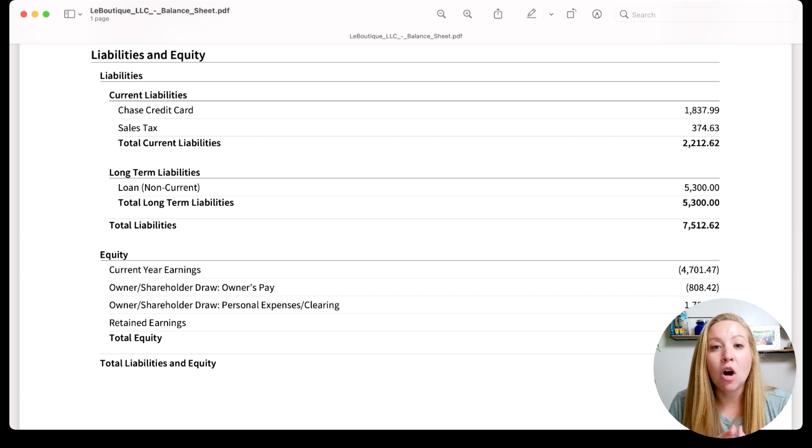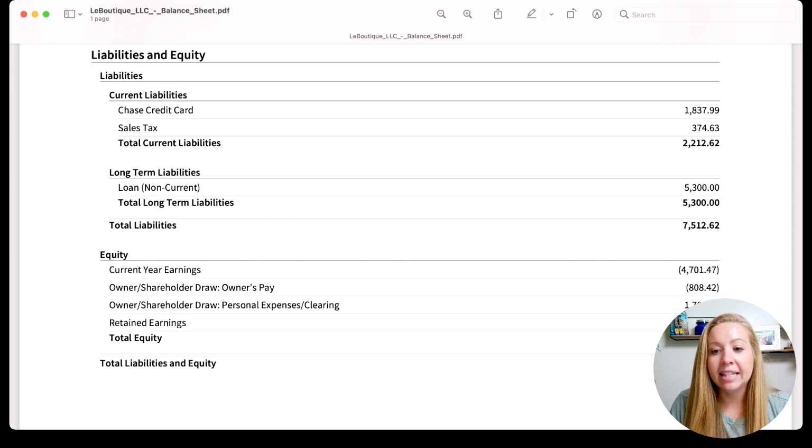So equity should always equal the difference between total assets and total liabilities. And that's why it's called a balance sheet, because equity balances it all. Equity can also be viewed for a quick health check. So if you sold all of your assets and paid off all of your liabilities, you can clearly see what your business's position is.